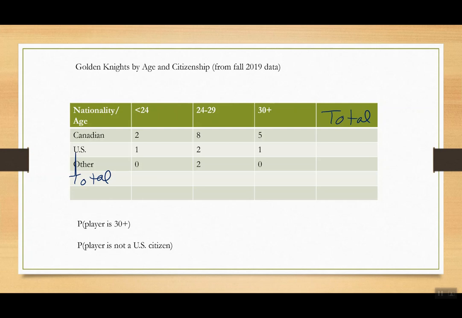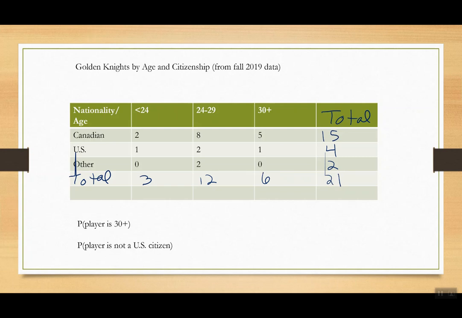So my total number of players under 24 would be 3. The total number of players 24 to 29 would be 12. And then the total over 30 is 6. Same thing across. If I look at the total number of Canadians, I had 15. Total number of US, I had 4. And then other was 2. What should happen is if I add the numbers in the vertical column, 15, 4, and 2, that gives me 21. Also, if I add 3, 12, and 6, I get 21. So that's kind of a double check to make sure you have the right data.